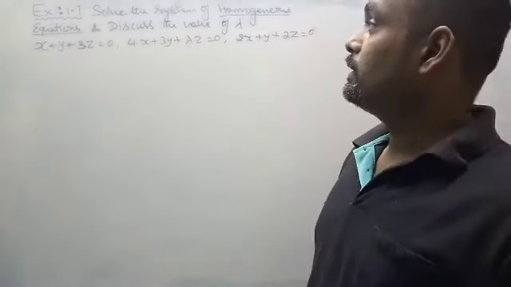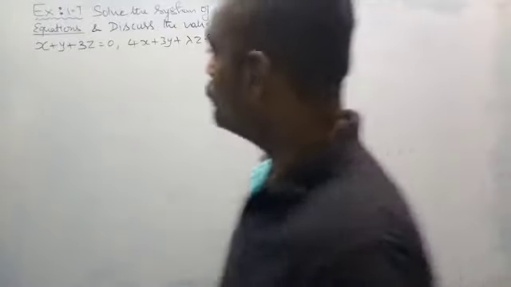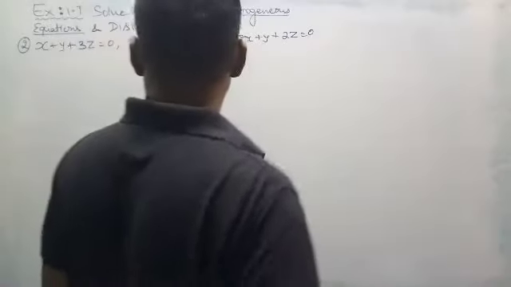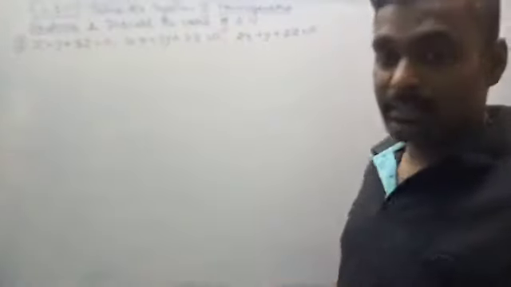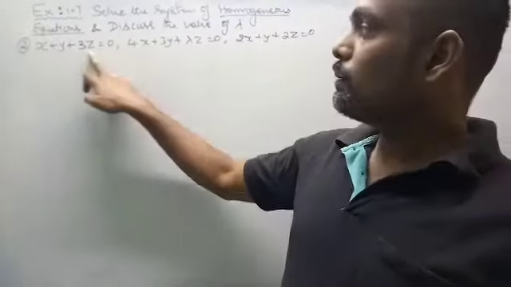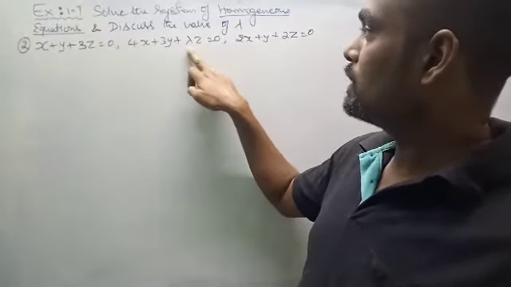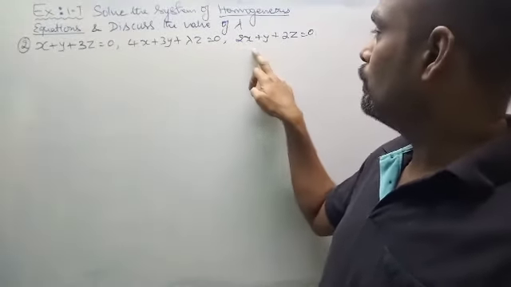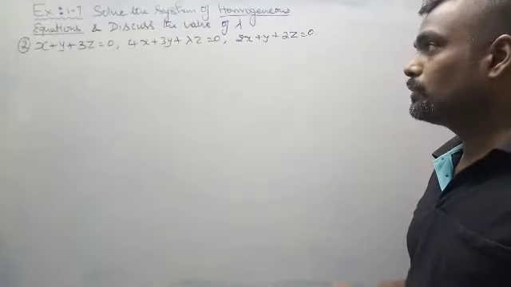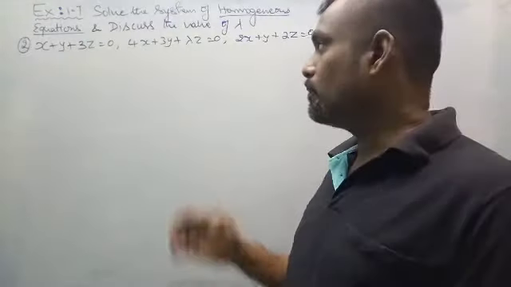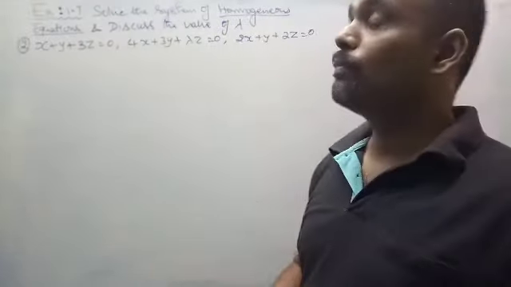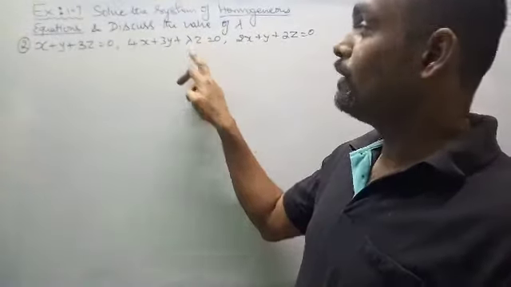Exercise 1.7 question number 2: we have to solve the system of homogeneous equations and discuss the value of lambda. We have x plus y plus 3z equal to 0, 4x plus 3y plus lambda z equal to 0, and 2x plus y plus 2z equal to 0. There is no constant term, it is always 0 because of the homogeneous equation, and we want to discuss the value of lambda.